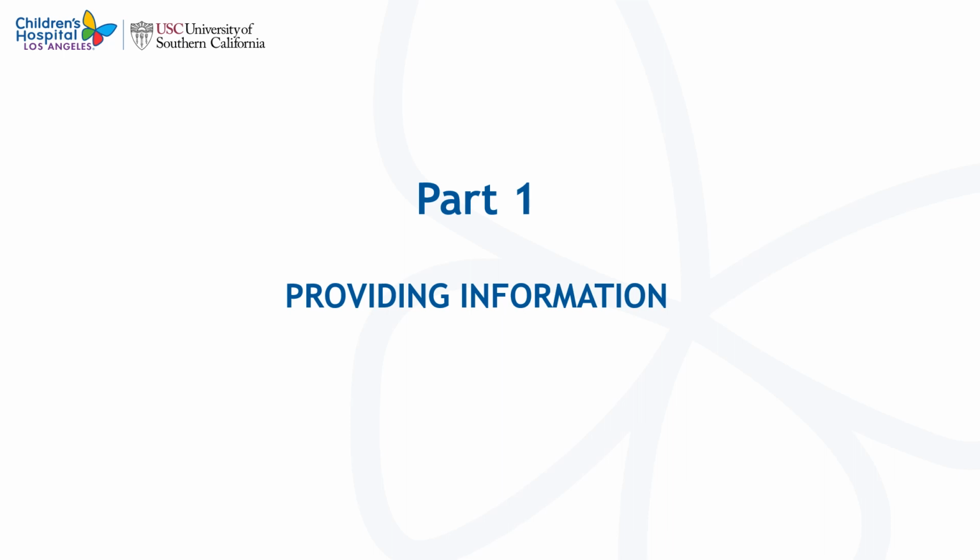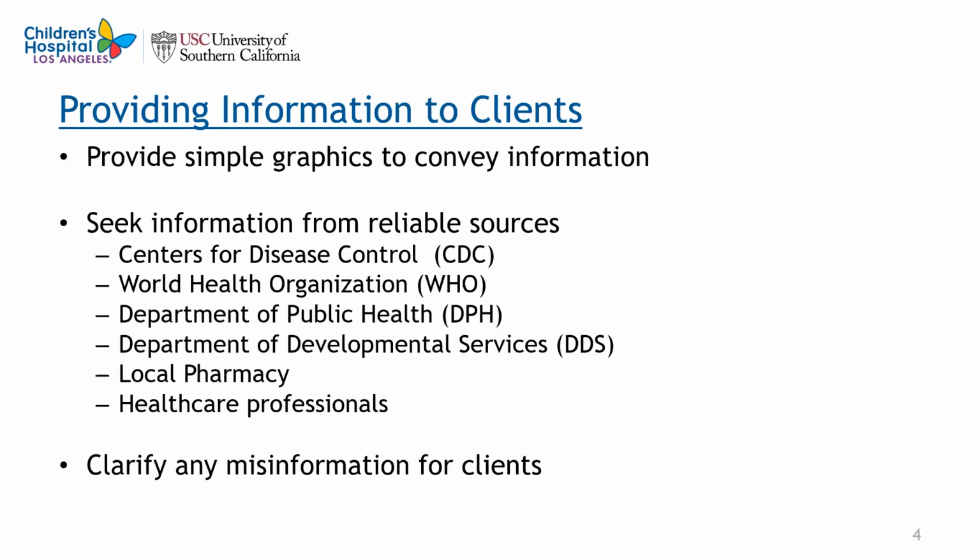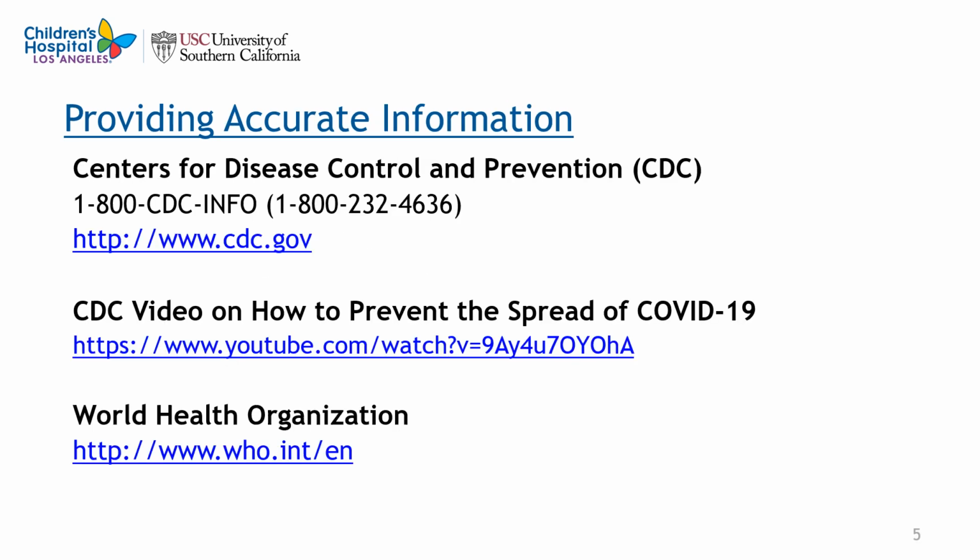Part 1. Providing information. When you have to provide information to clients, it is probably most useful to provide simple graphics to convey information on COVID-19. It's a good idea to seek information from reliable sources, such as Centers for Disease Control, World Health Organization, Department of Public Health, Department of Developmental Services, local pharmacy, and healthcare professionals. It is also really important to clarify any misinformation for clients. The websites listed on the slide will help you provide accurate information to your clients.